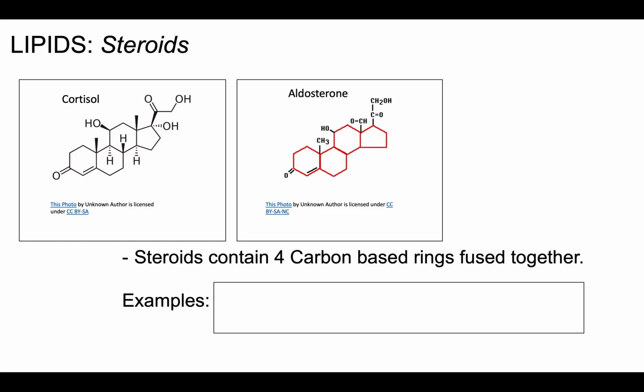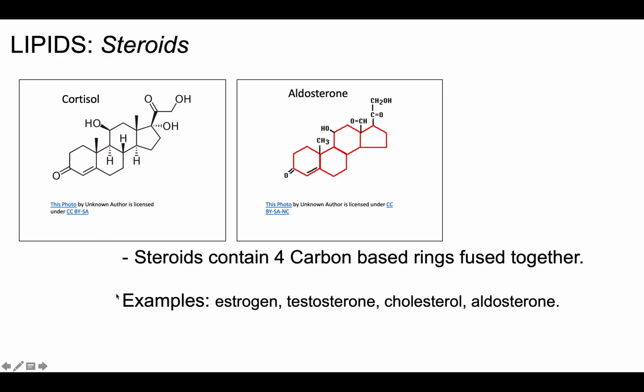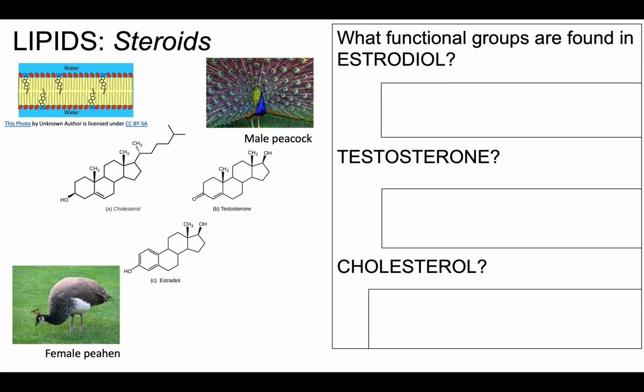Steroids are also lipids. They contain 4 carbon-based rings and they're fused together. Take a look at this. This is 1 ring, 2, 3, 4. Aldosterone also has 4 rings. 1, 2, 3, 4. The differences have to do with the different functional groups. Other examples of steroids are estrogen, testosterone, cholesterol, and aldosterone.